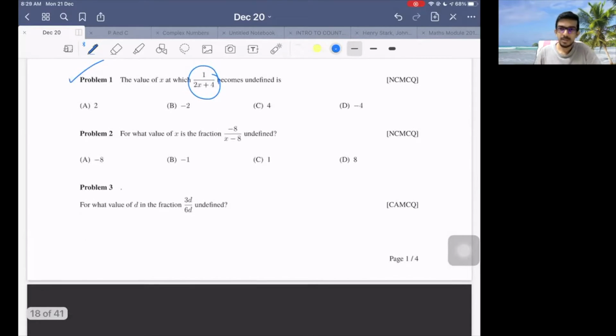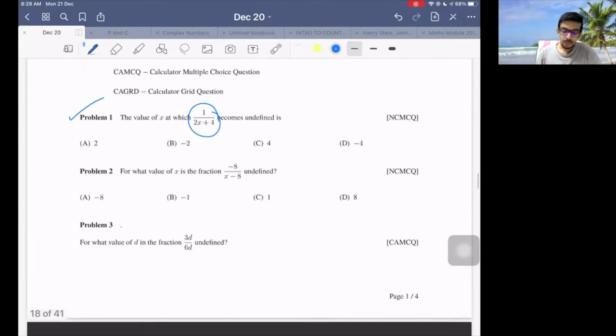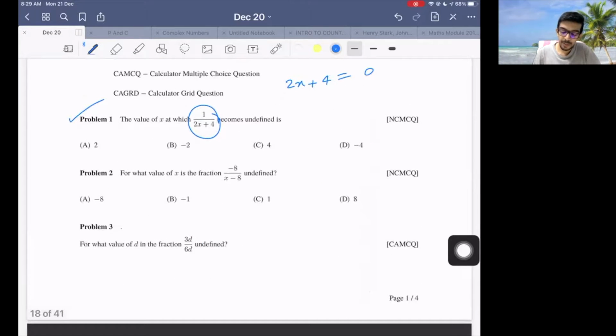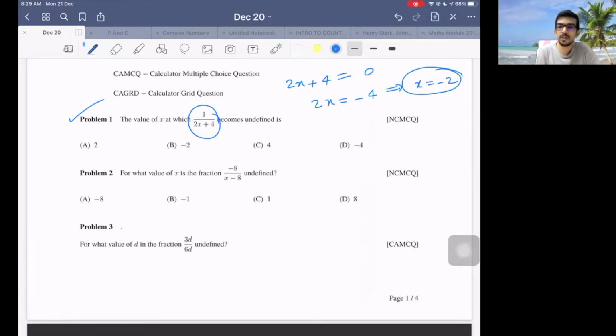Yes. There's just one thing to check. You cannot have 0 in the denominator, right? So for your 2x plus 4, let's check when 2x plus 4 becomes 0. 2x plus 4 is equal to 0. So you have 2x is equal to minus 4. So you have x is equal to minus 2. So x is equal to minus 2 is the trouble point. Others, please do let me know. Got it? So x is equal to minus 2 is the answer.